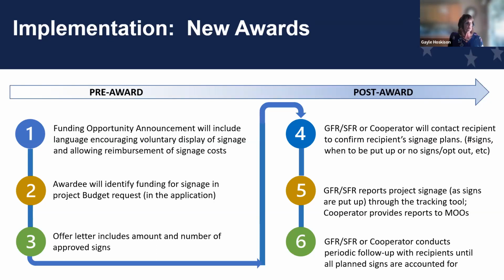On the post-award side, the GFR and the state representative, or the cooperator in those instances that we mentioned earlier, will contact the recipient to confirm the recipient's signage plans. And then they will report that project signage as the signs are put up through the tracking tool. And the cooperator in the case of those special projects will provide their reports to us in the State Operations Office. And then again, conducting periodic follow-ups with the recipients until all the planned signs are accounted for and put up. Next slide, please.